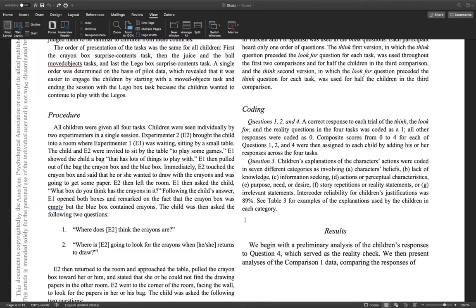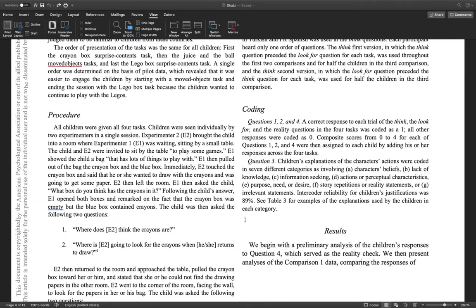This is lots of things to play with. This is very creepy, but we're going to keep going. E1, Experimenter 1, then pulled out of the bag the crayon box and the blue box. Immediately, E2 touched the crayon box and said that he or she wanted to draw with the crayons and was going to get some paper. So now experimenter 2 is being the person that's being messed with. So E2 then left the room.